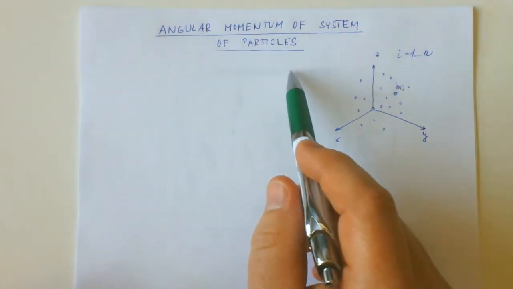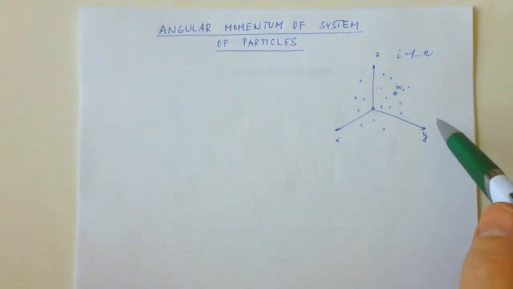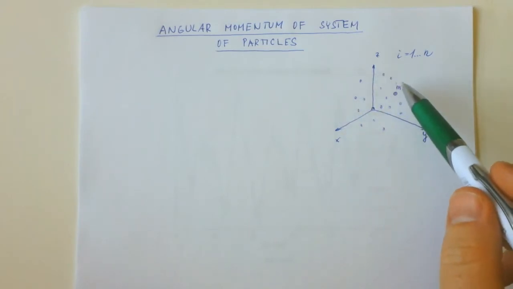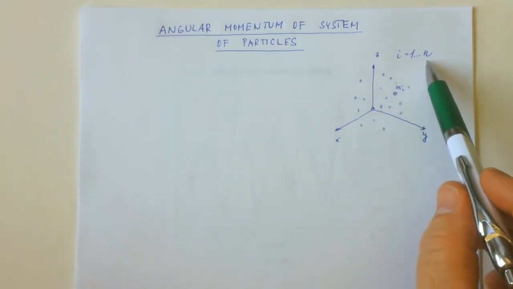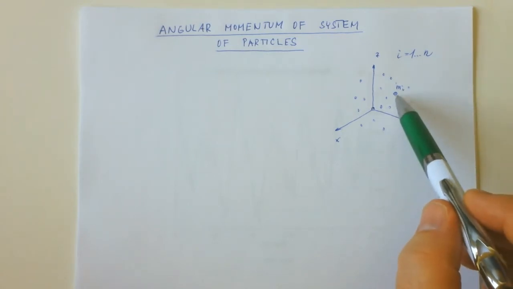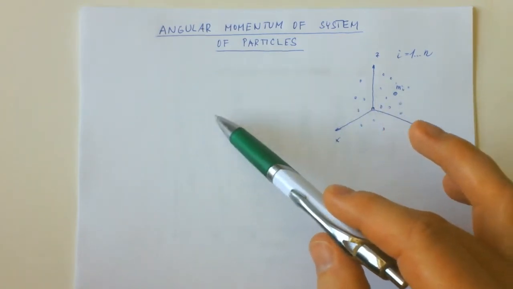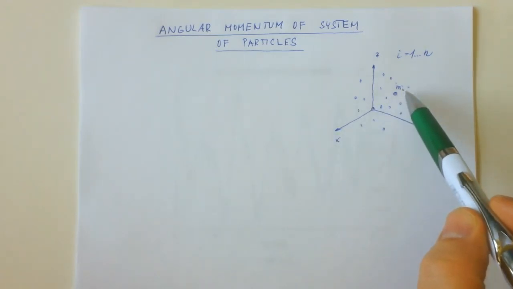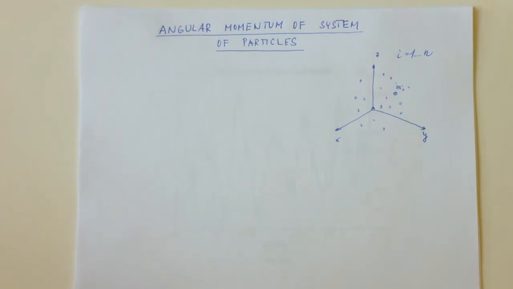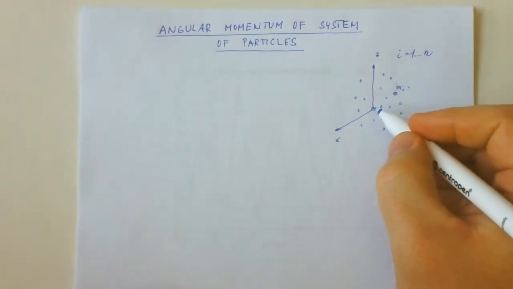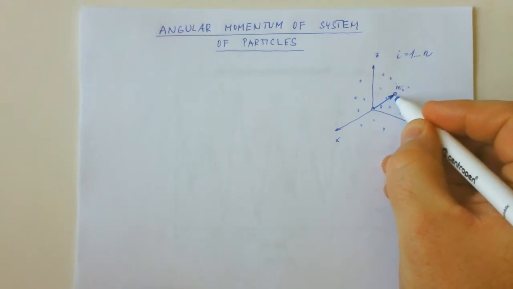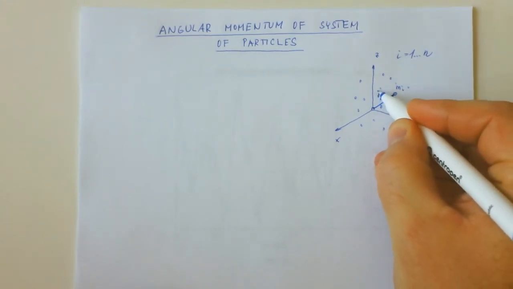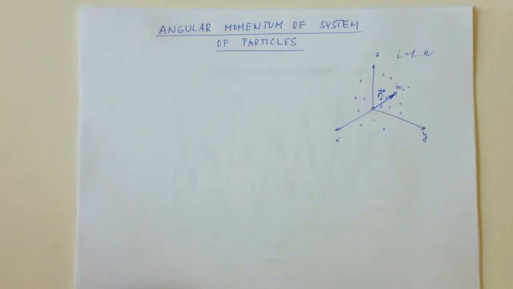Angular momentum of a system of particles. So if we consider a system of particles where the total number of particles is n, we can select, for deriving the desired laws, one representative particle mi. Let's consider that this particle has some displacement, and we measure this displacement by means of displacement vector Ri.